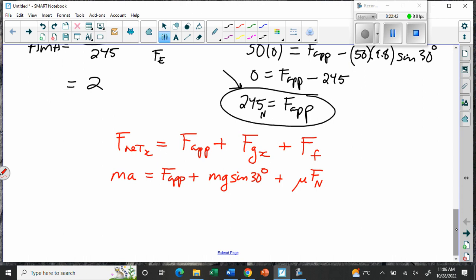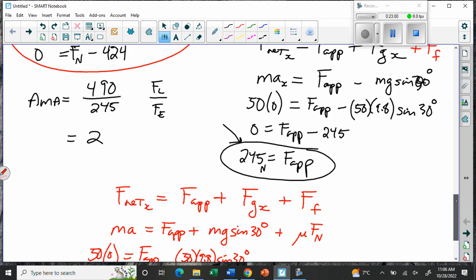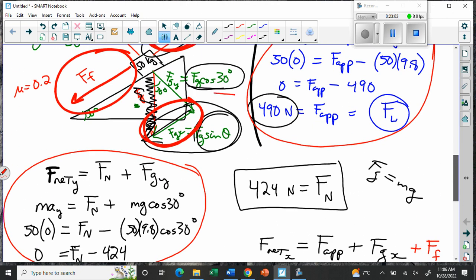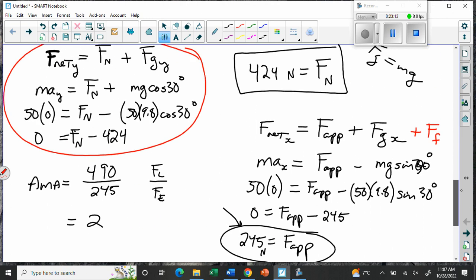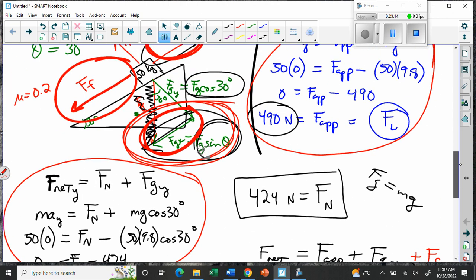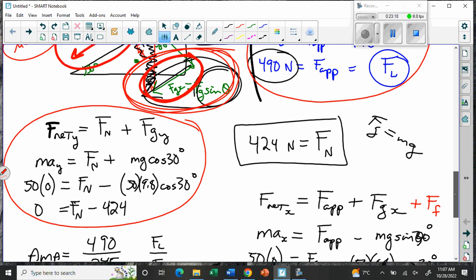And then we put in our numbers, and we have 50, but 0 acceleration, F applied. Okay, now mg sine 30, 50 times 9.8 times the sine of 30. And again, if we look at the picture, that is a left-hand force, isn't it? Here it is again, down here. Lots of circles on this picture. But we can see it as a left-hand force, so it needs a minus. Now, mu, I told you the mu was 0.2. So we put that in, 0.2.